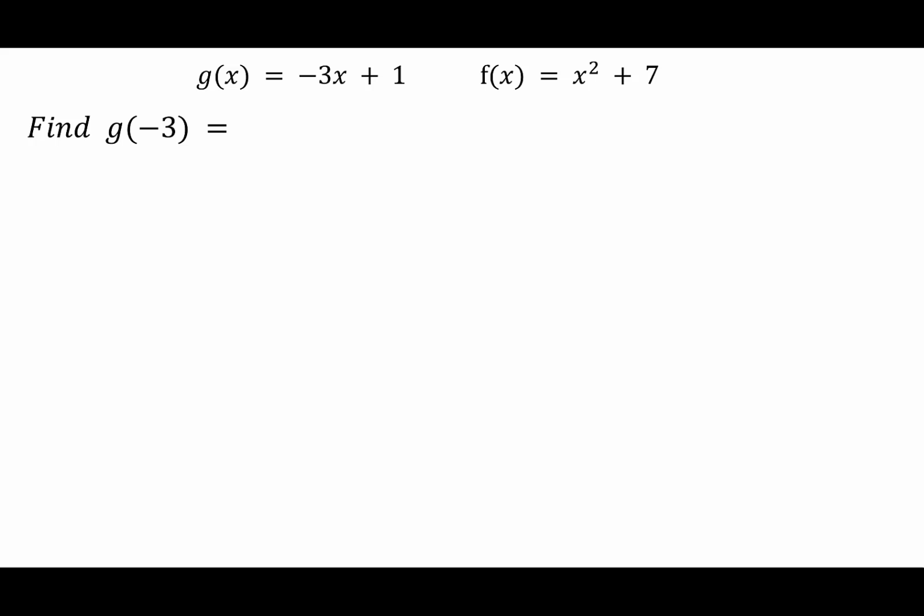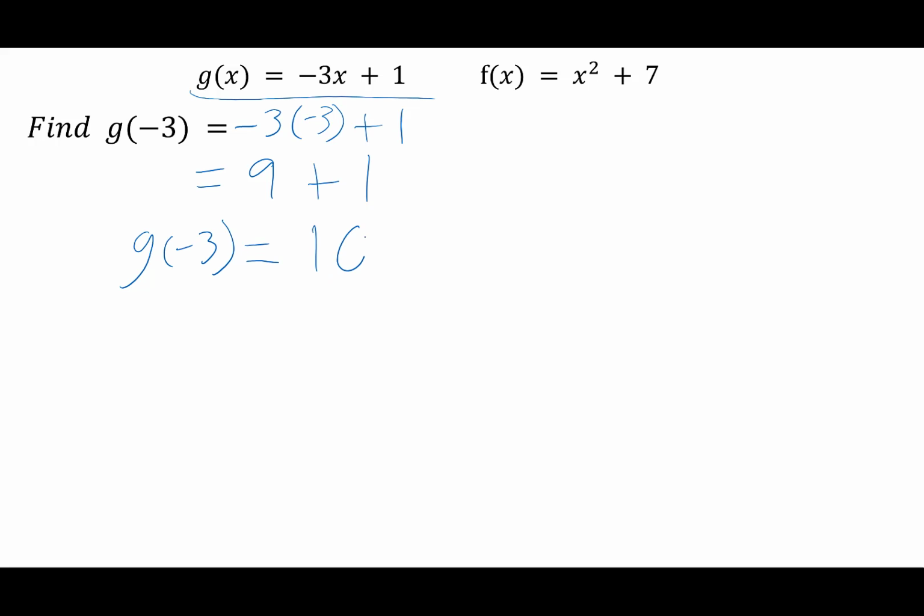All right, so it says find g of negative 3. Well, which function am I going to use? I'm going to use the g of x. So we get negative 3 times negative 3, which is a positive 9, plus 1. So g of negative 3 equals 10.